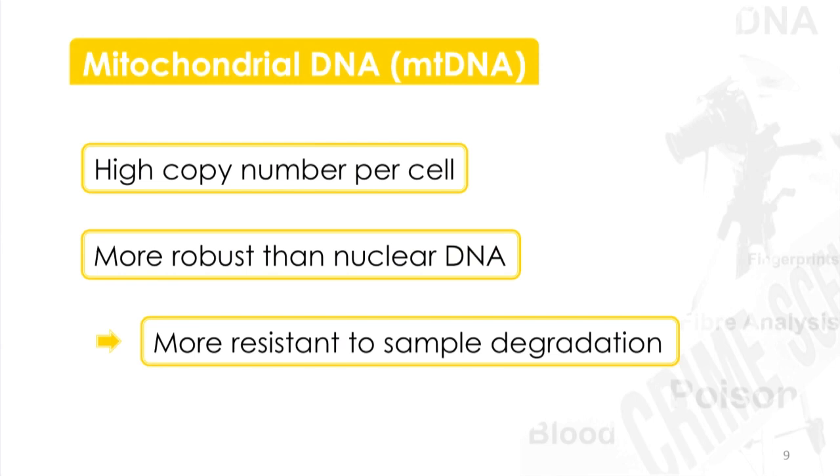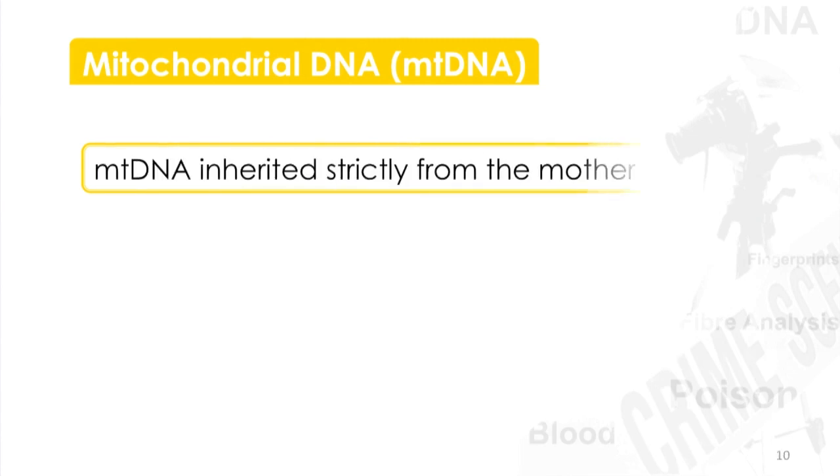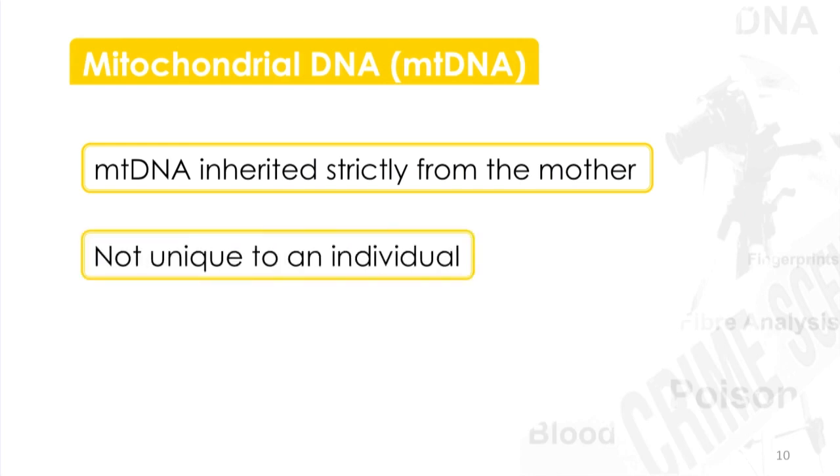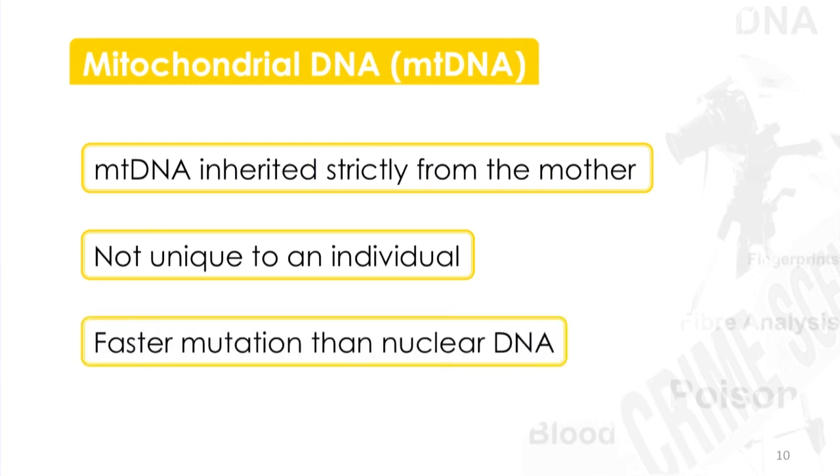There is a very important difference between mitochondrial and nuclear DNA, and that is mitochondrial DNA is inherited strictly from the mother, not the father. This means that mitochondrial DNA is not unique to an individual. A child will have the same mitochondrial DNA as its mother and the same as the grandmother, all the way up the maternal line. There's also faster mutation, generation to generation, in the mitochondrial DNA, and that's because the proofreading is not so good compared to nuclear DNA.